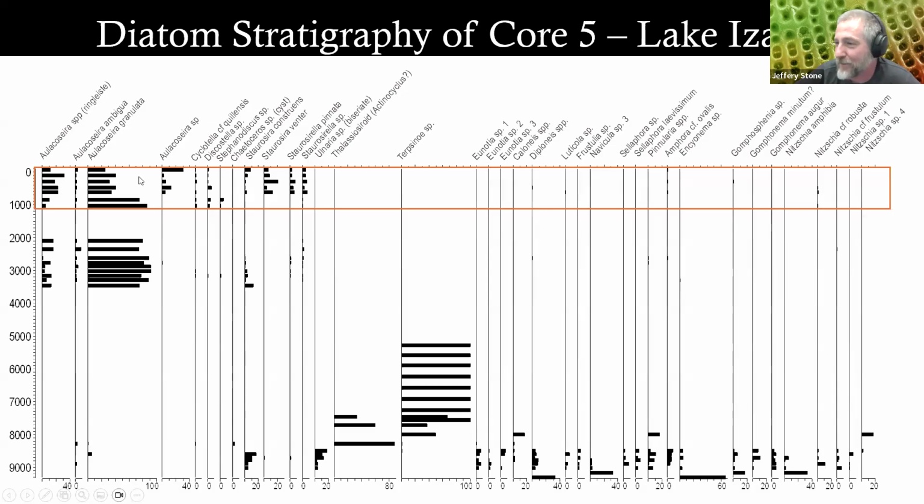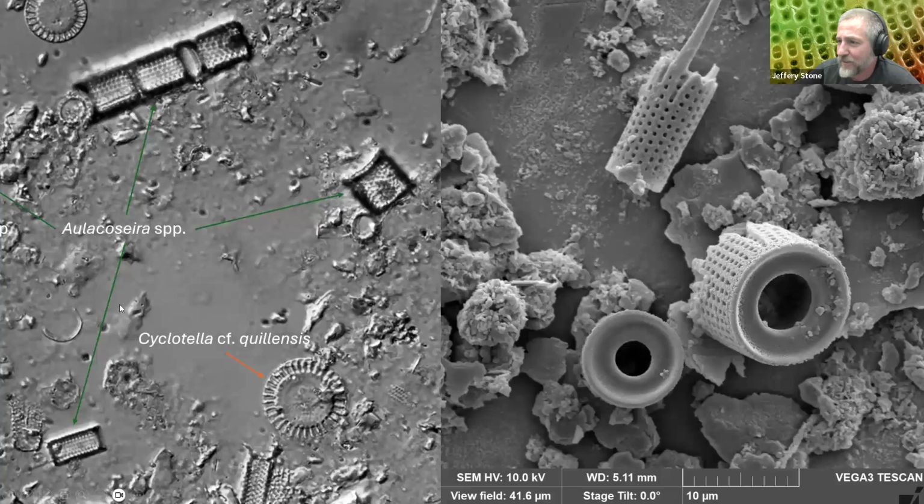And then the top part of the record, again, returns to this sort of dominance by Aulacosira. But one of the things that I would note is that we start to see a much wider range in terms of the type of plankton that are present at the top of the lake. And I think that this diversification of the plankton probably has something to do with elevated nutrients and some cultural eutrophication associated with the lake system.